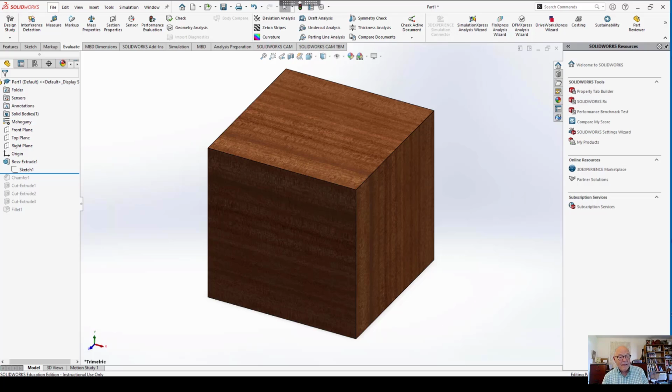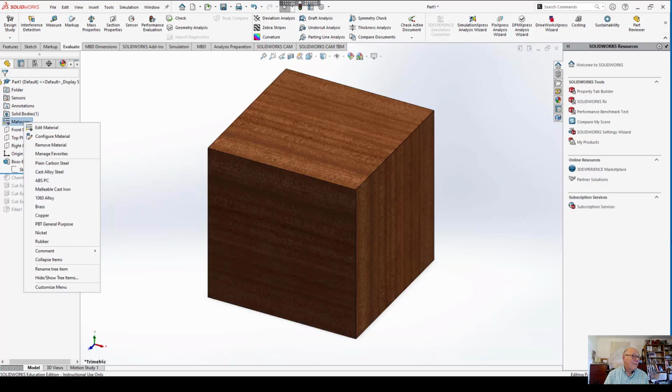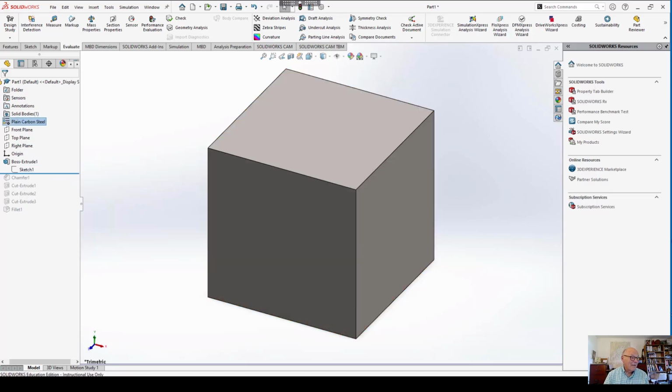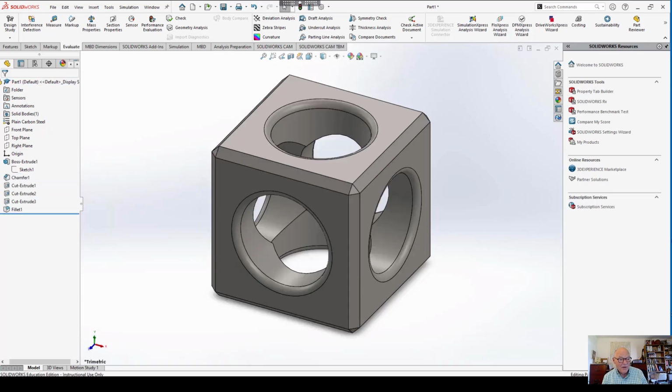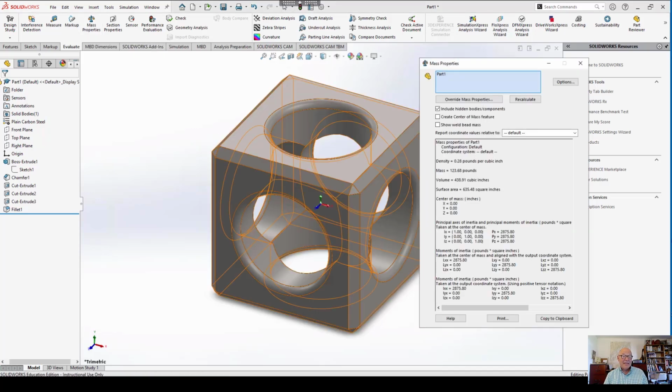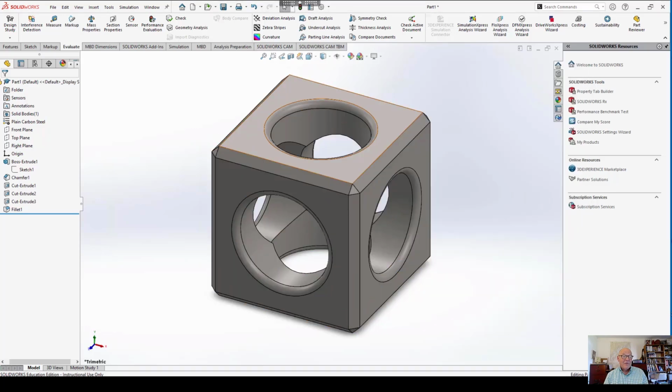I'm just going to undo all the stuff I just did by going back to materials, right click, go back to plain carbon steel, bring this back down now, and what you can do is just go and check the mass of what you have and see, did you get 123.68 pounds? If you didn't, that's okay. It just means you didn't do exactly what I did. So that's one way of checking things.